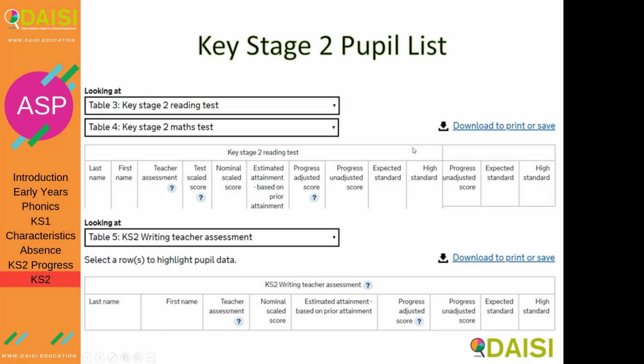Now 8 tables on screen may seem a lot to look at. So instead, you can click download to print or save, and you can get it to save as an Excel spreadsheet. And then you can just scroll through the one spreadsheet, hide any columns you don't want to see.